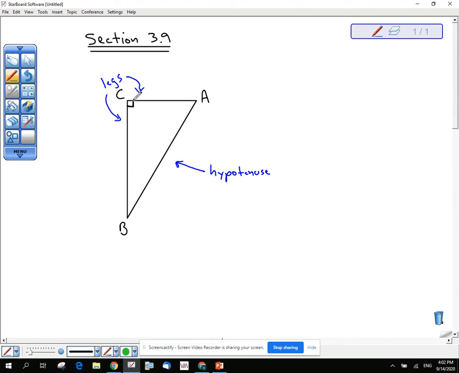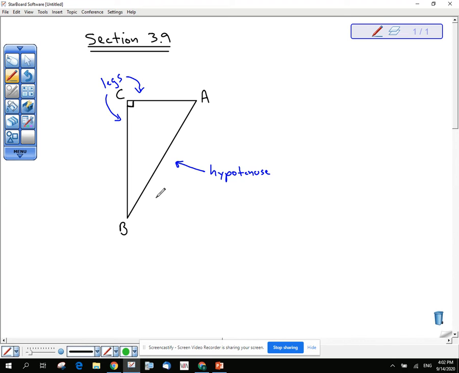The two sides that are adjacent to the right angle are called legs. The one that's opposite the right angle is called the hypotenuse. Again, I'm assuming you probably know that already. I'm just reminding you of something you learned before.